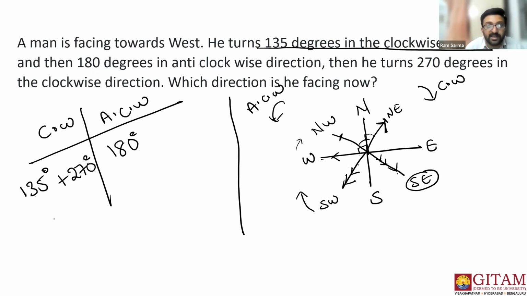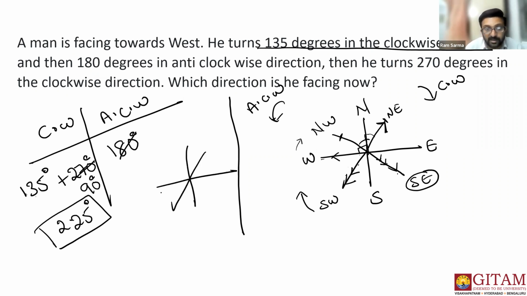Now add these two, 135 plus 270, and this is 180. We shall do one thing. Either we can add it or you can do it this way. 270 can be written as 180 plus 90. So your answer will be 135 plus 90, that's 225 degrees. Now the given person should turn 225 degrees in clockwise direction.